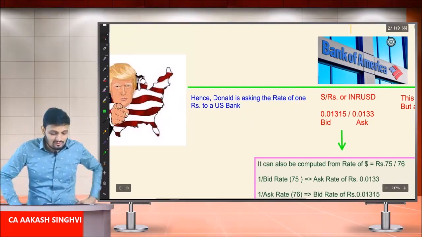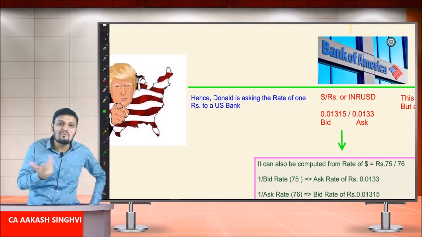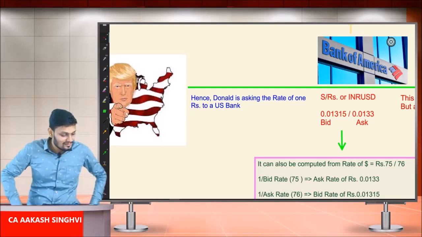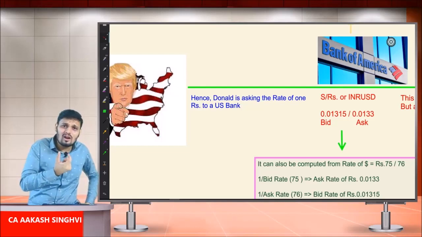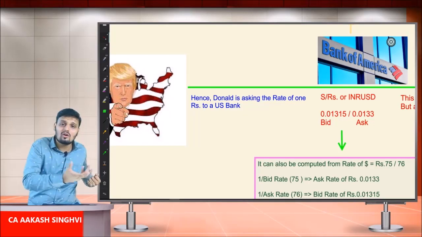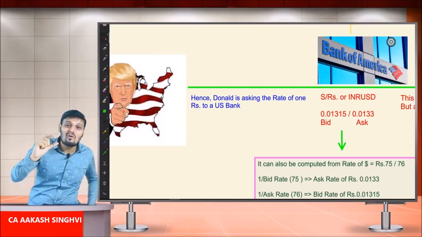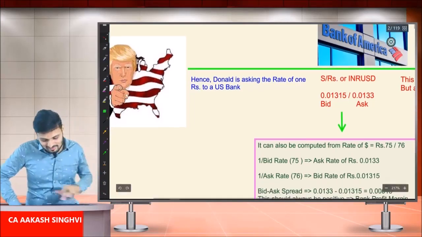Our Donald Trump is asking the rate of 1 rupee: how many dollars should I pay? Obviously, for Donald Trump, he will be asking in the currency of dollars only, right? What is Donald Trump having? He is having dollars. He will go and ask the bank or the forex dealer, hey, how many dollars should I pay to buy 1 rupee? Correct idea. So for Donald Trump, what is the product? What is the Coke? Coke is rupee currency for Donald. You're able to understand?